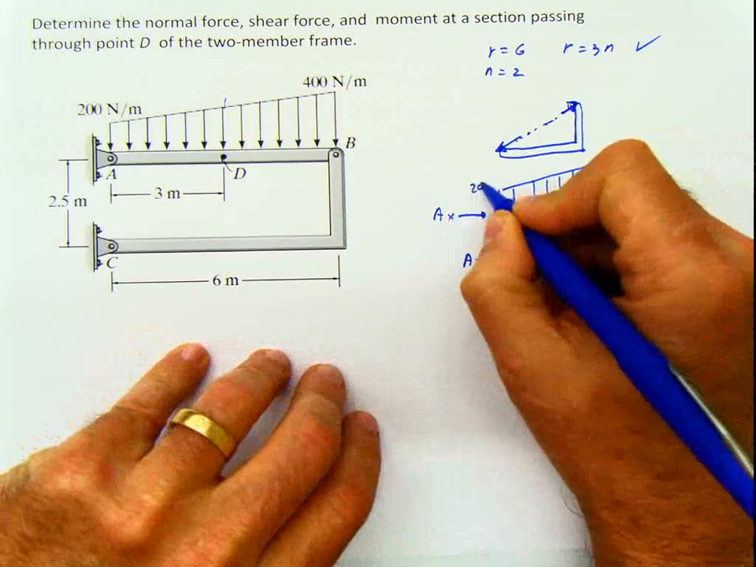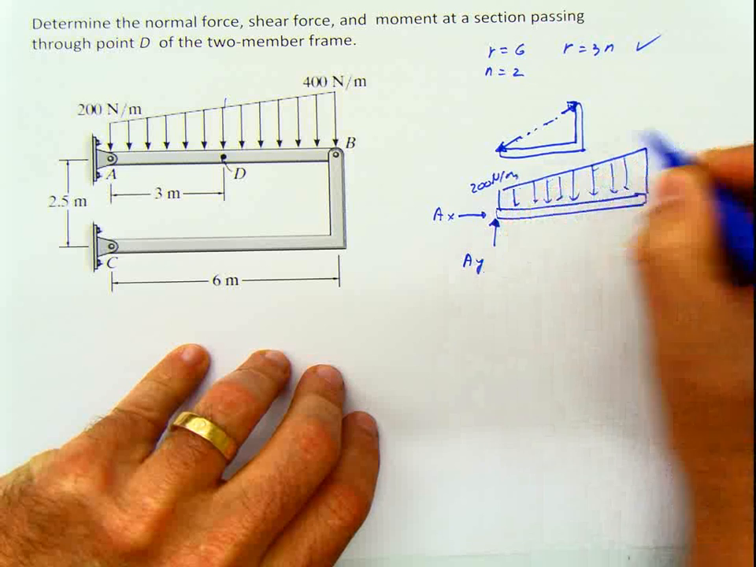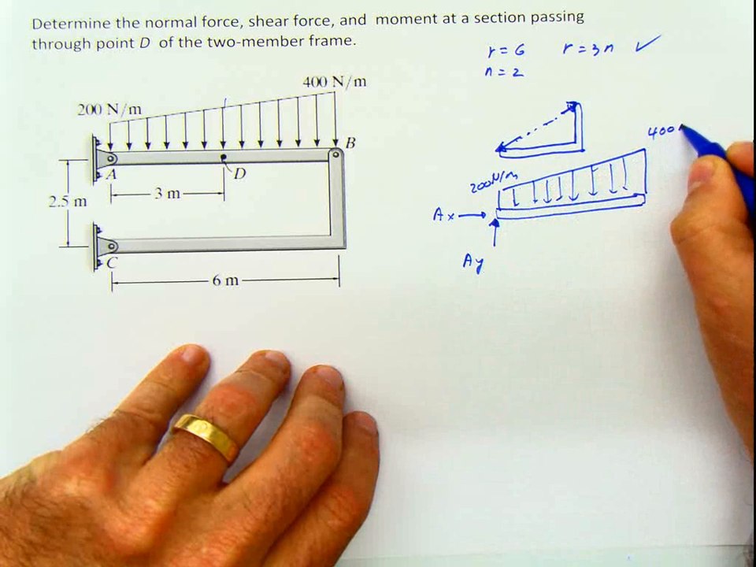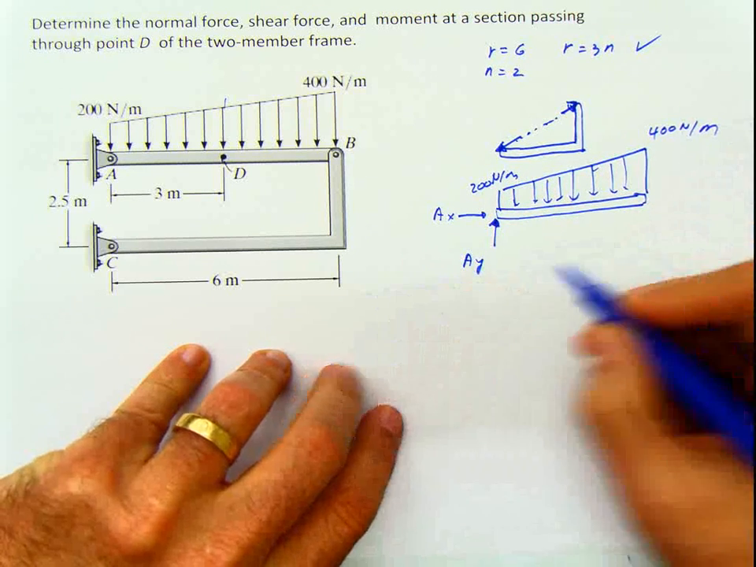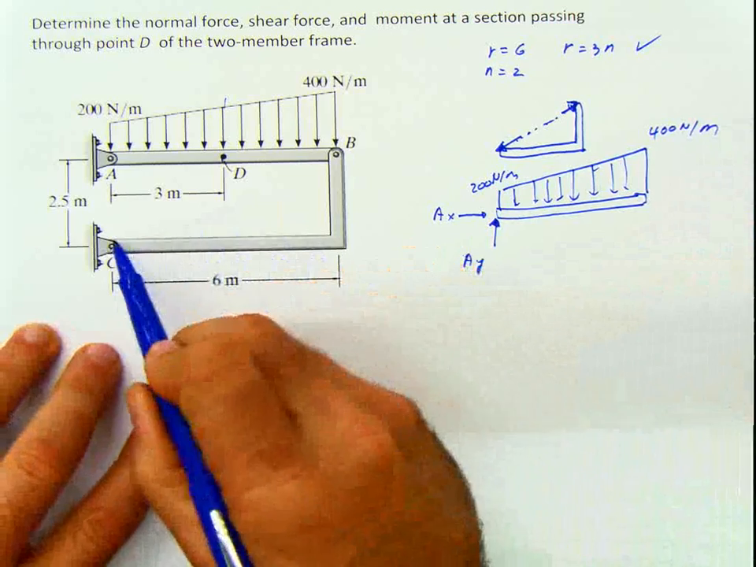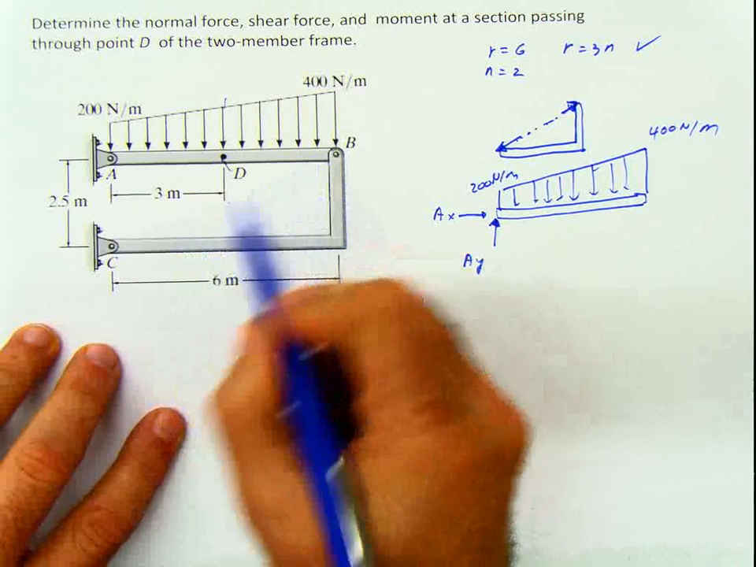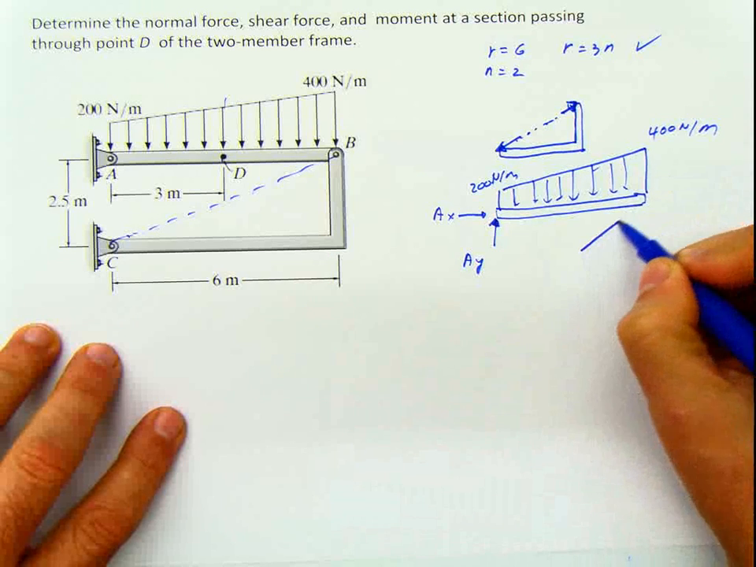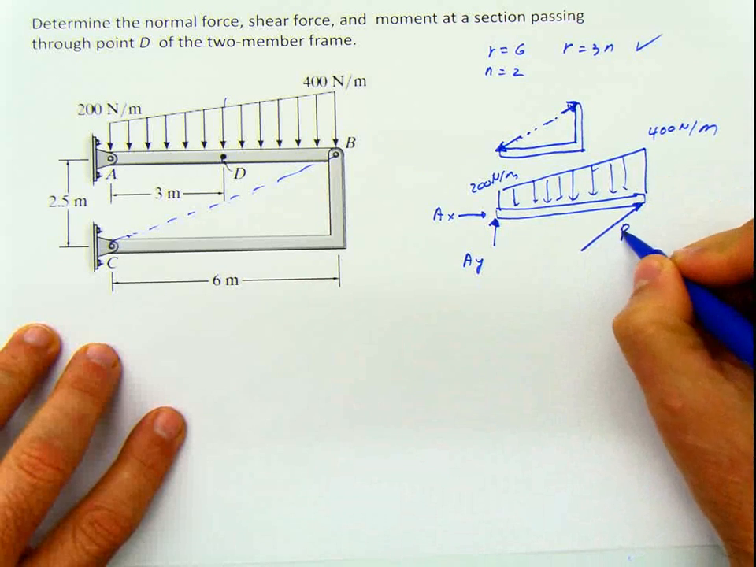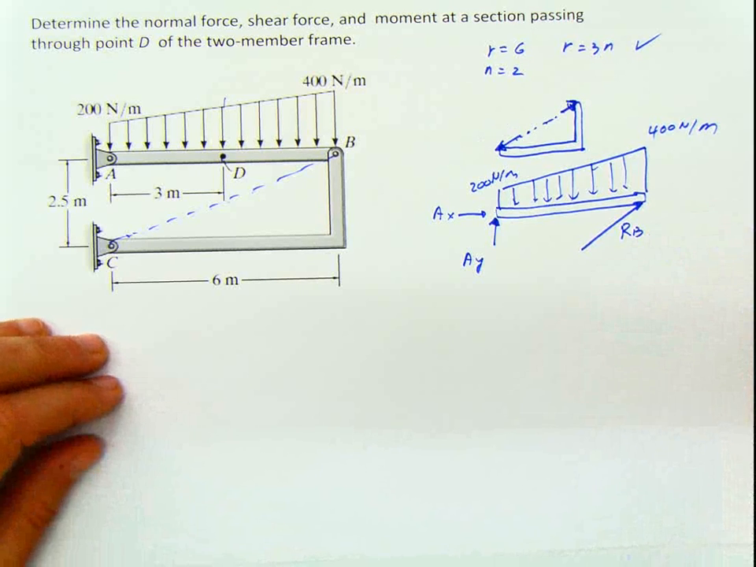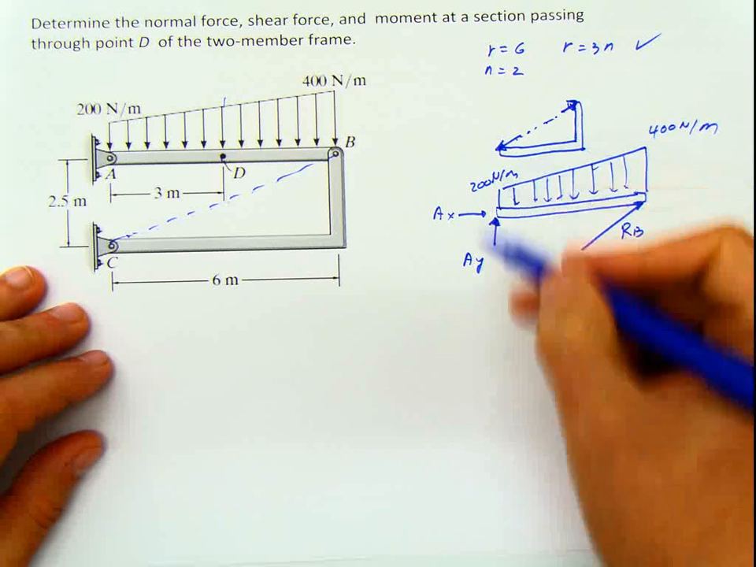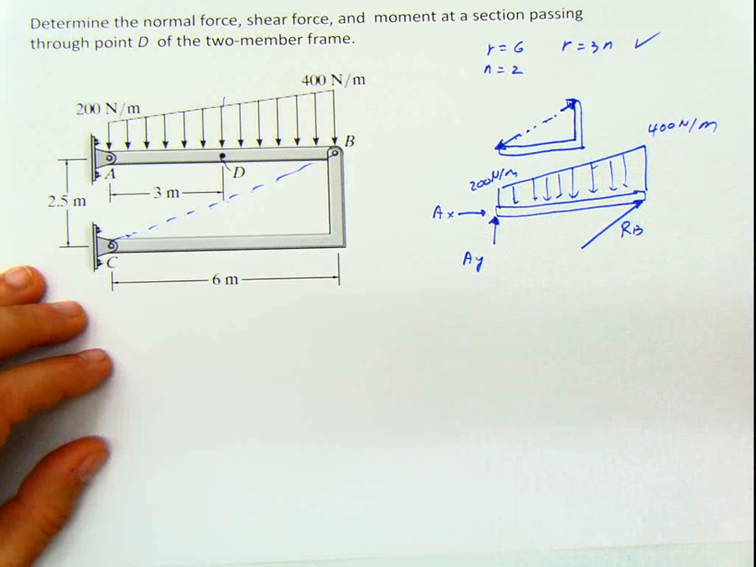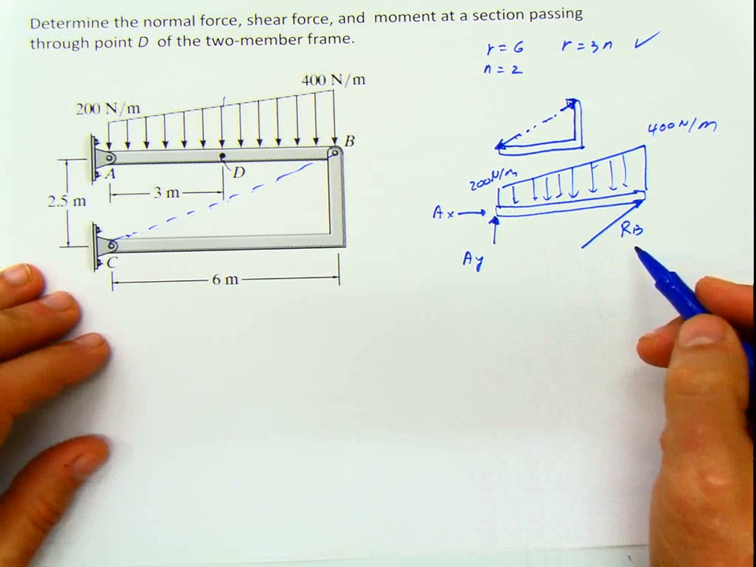This is 200 Newton per meter, and this height here is 400 Newton per meter. And the force of this member is going to come in this direction, and it's going to be only one force in this line of action, like that. So I can put this and call this RB. Now if you look at this, how many reactions do we have? We have only 1, 2, 3 reactions, so that means that perfectly we can solve this problem.